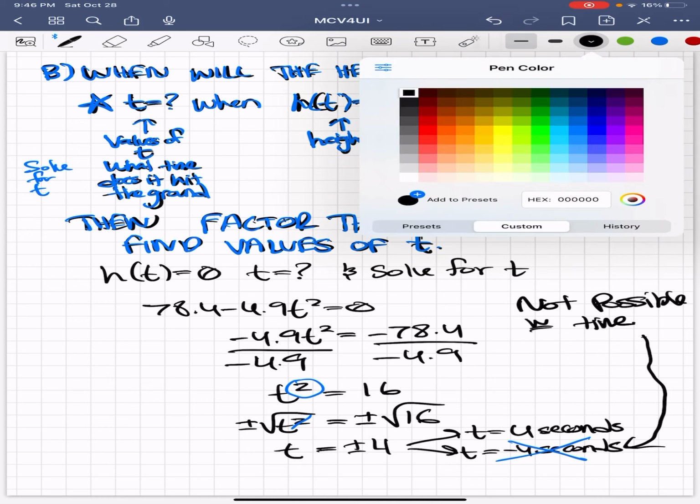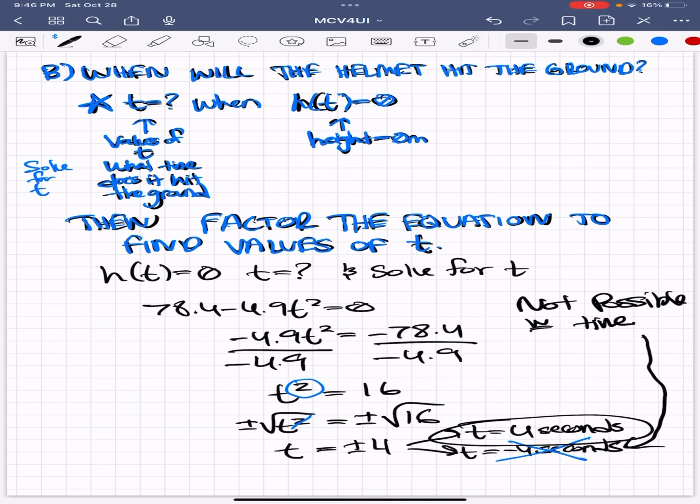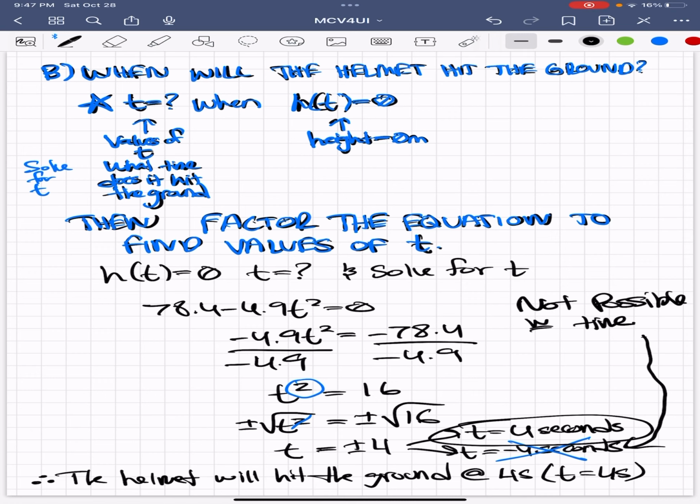And then we have our answer here. And we'll circle it. And we'll do a big old therefore statement. The helmet hits the ground at 4 seconds, or t equals 4 seconds. Okay, so the helmet will hit the ground at 4 seconds. So that's how we solved for t.